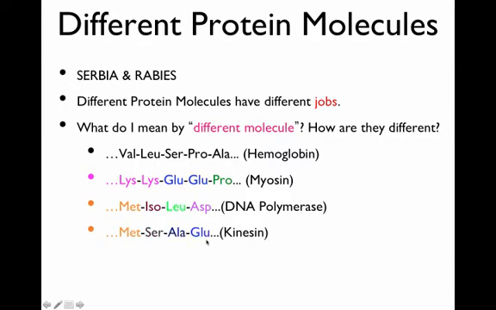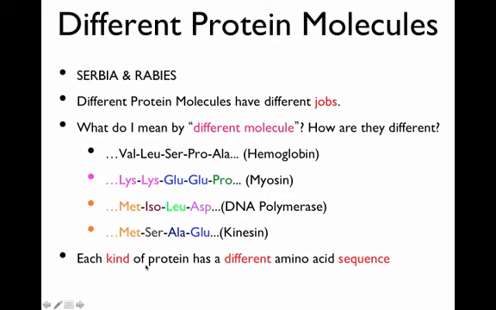If you attach the amino acids in this way, you make a different protein molecule called kinesin, which is involved in carrying other molecules around in the cell. So the idea is that it's the order that the amino acids are attached in that ultimately decides what type of protein you make, and ultimately decides what type of job that protein does inside of the cell or outside of the cell. So each kind of protein has a different amino acid sequence, and this just means a different order that the amino acids are attached in.